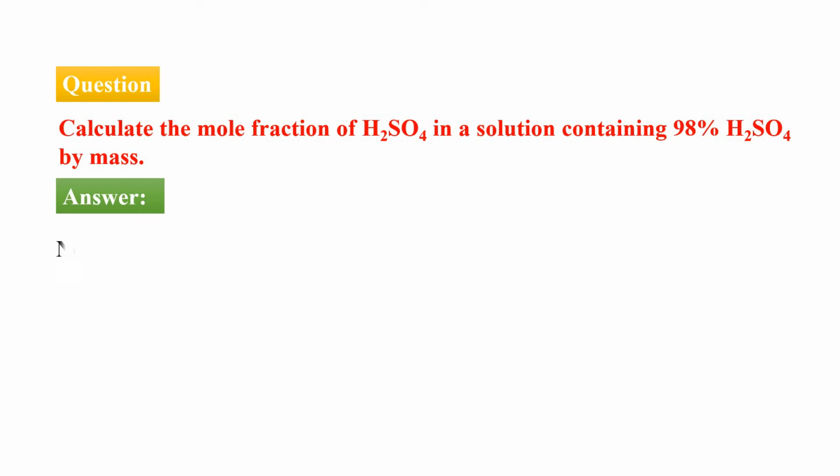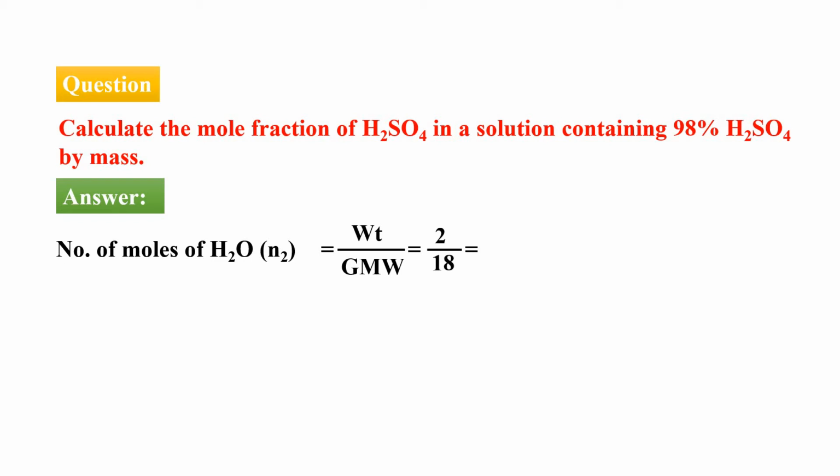Next we calculate the number of moles of water. The number of moles of water means weight of water divided by molar mass of water, isn't it? Now the weight of water, how much did we get in the last slide? 2, right? What is the gram molecular weight of water? 18. So we are going to get 1 by 9 here, isn't it?